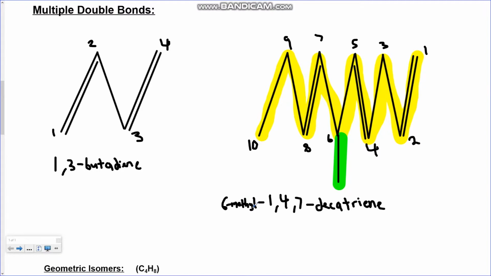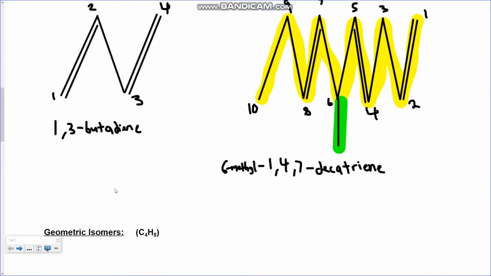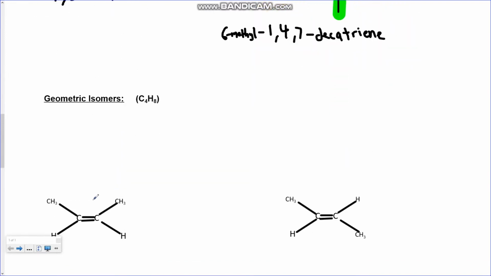Let's just double check. So 6-methyl, yep, methyl at carbon 6. 1, 4, 7-decatriene. 10, yeah, we have 10 carbons. 1, 4, 7, yep, check. Triene, yep, we have the A in there. Yep, perfect. Moving on.